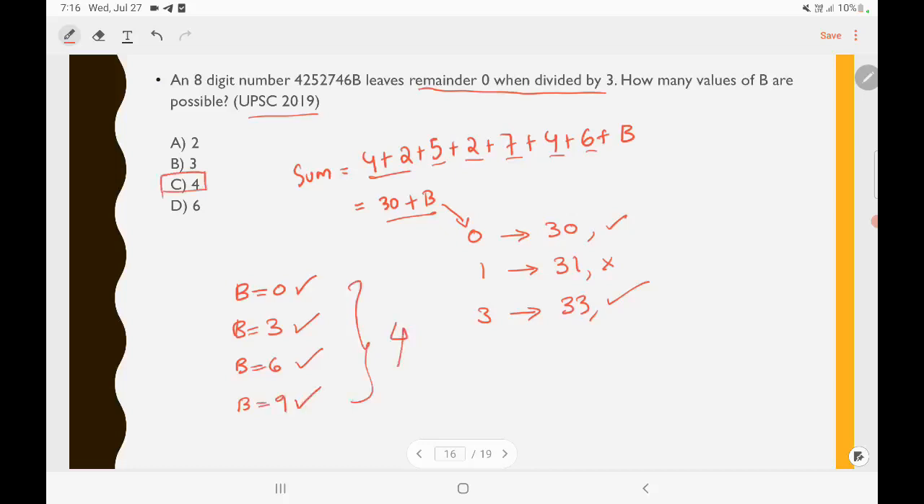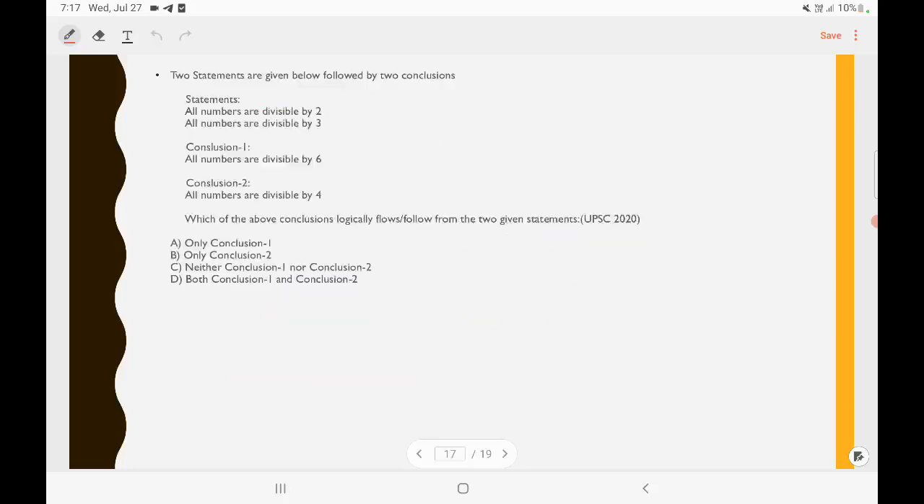Here UPSC asked how many values of b are possible. That means 4 values of b are possible. Sometimes they can ask what is the value of b. Then you need to check the options and write the suitable answer.